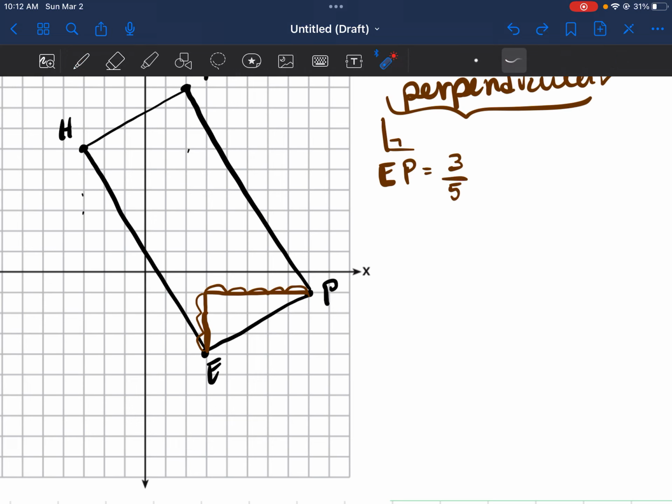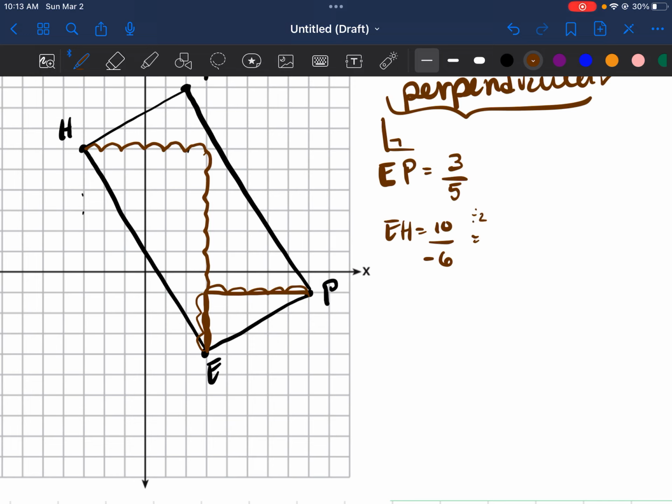So now its perpendicular line is EH, and I'm going to do the same thing. I'm going to find the rise over the run for this. So it's 1, 2, 3, 6, 7, 8, 9, 10. I went up 10. 1, 2, 3, 4, 5, 6. And to the left 6. So if I simplify 10 over 6, I can divide both of these by 2, and I'll get 5 over negative 3.